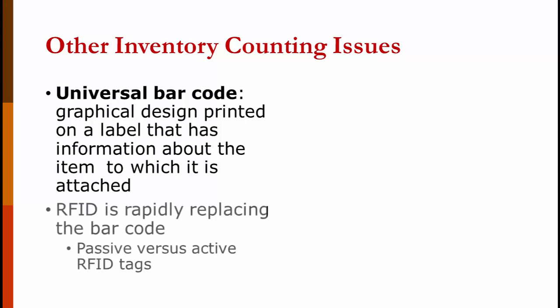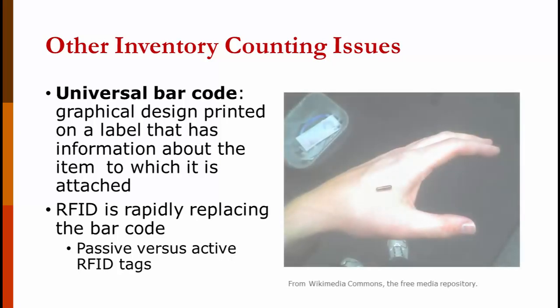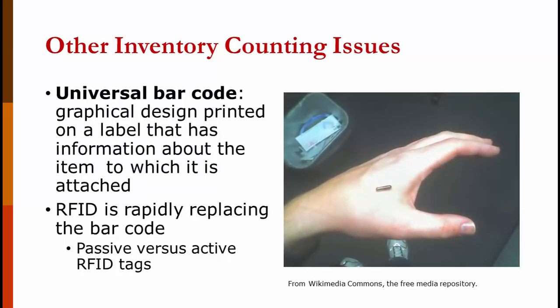In industrial settings, barcodes are being replaced by RFID tags. That's short for radio frequency identification. There are two types, passive and active RFID tags. You are most familiar with passive RFID tags. That's what you see on the screen, that small little thing on the person's hand.